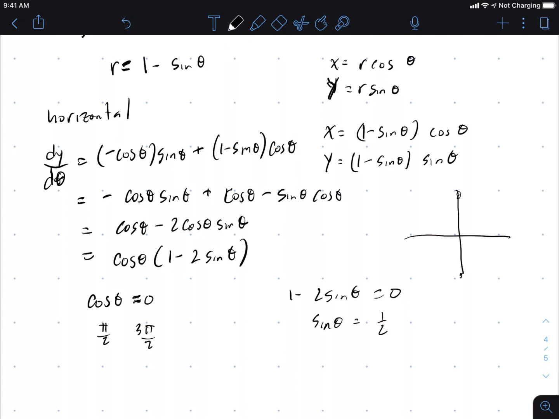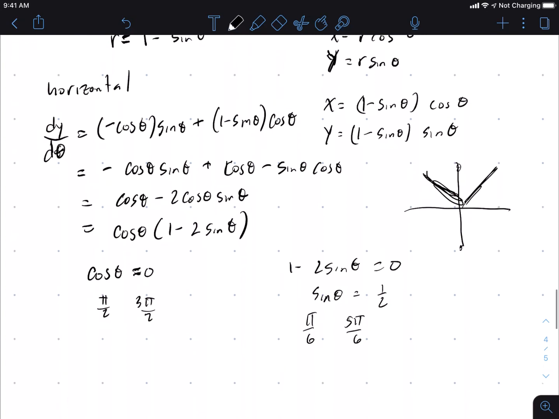Pi over 6 and 11 pi over 6. So it's a positive 1/2, so it's going to be up here and up here. So shouldn't it be pi over 6 and 5 pi over 6? Yeah, 5 pi over 6. Okay, so then the values that we have are these, right?